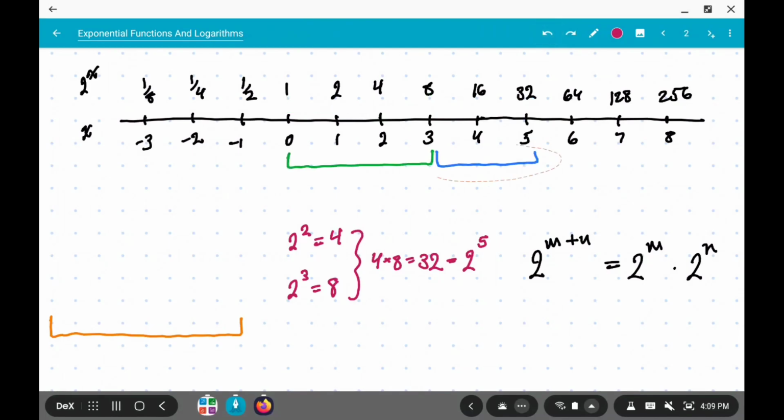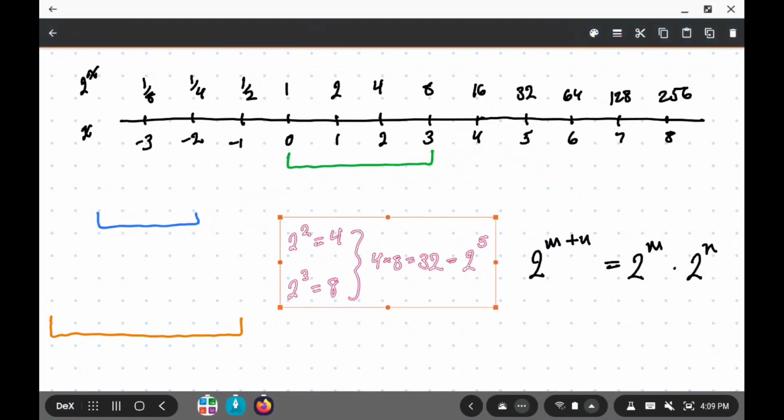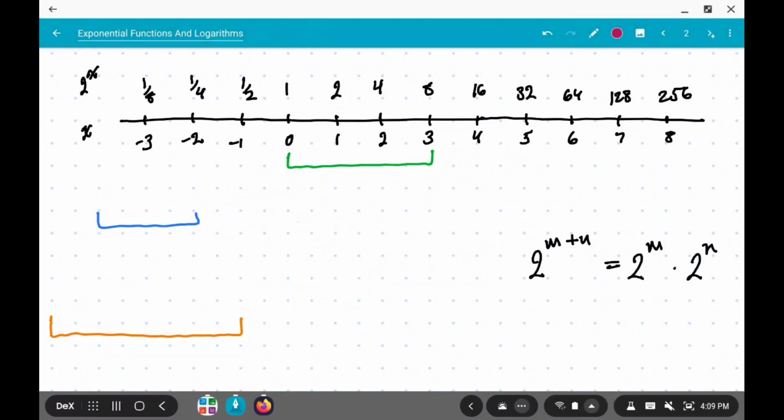I could also do, for example, move this out of the way and erase this. 2 to the 3rd is 8, and 2 to the 4th is 16. Well, I don't really know what 8 times 16 is off the top of my head, but I know it should be 2 to the 7th, right? Because I add the 3 there to the 4 there.